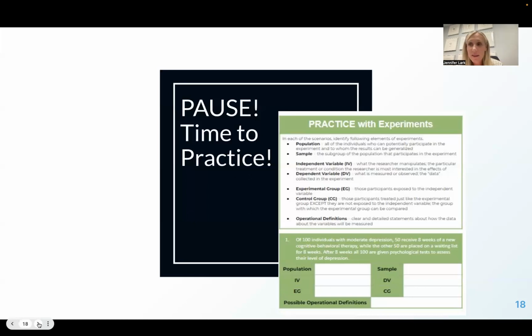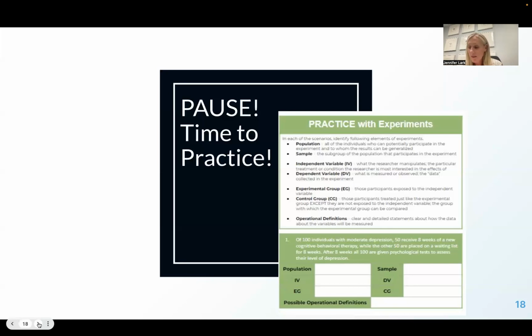All right, so coming back together, in this case, the population is all people who are struggling with moderate depression. In our case, it looks like we've randomly selected a sample of 100 individuals with moderate depression, and now we've randomly assigned 50 individuals to receive the independent variable in the experimental group, and 50 individuals to receive the placebo in the control group. Okay, so our independent variable in this case is therapy. So the experimental group is getting therapy for 8 weeks, while the control group is not getting any therapy, but they've been put on a wait list.